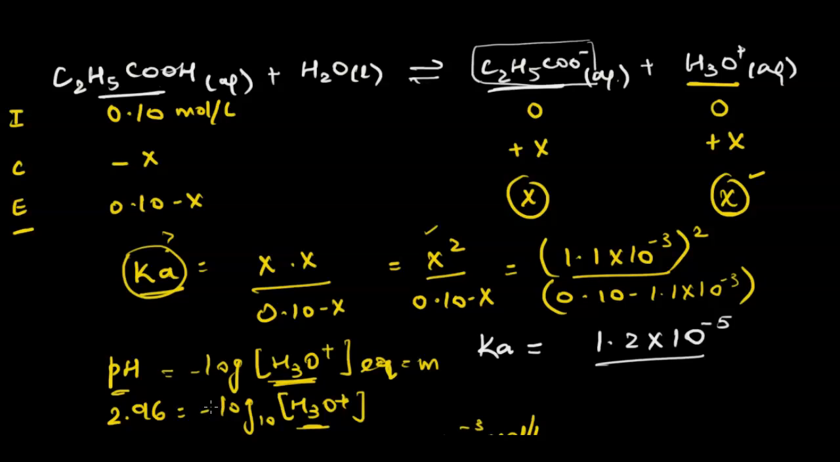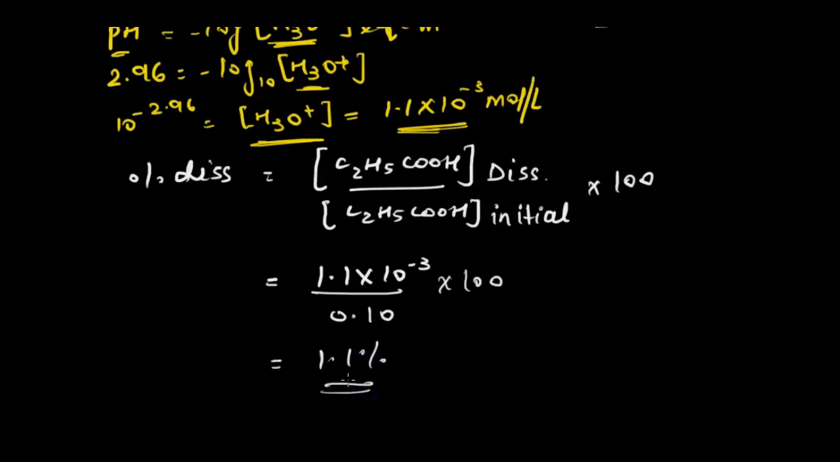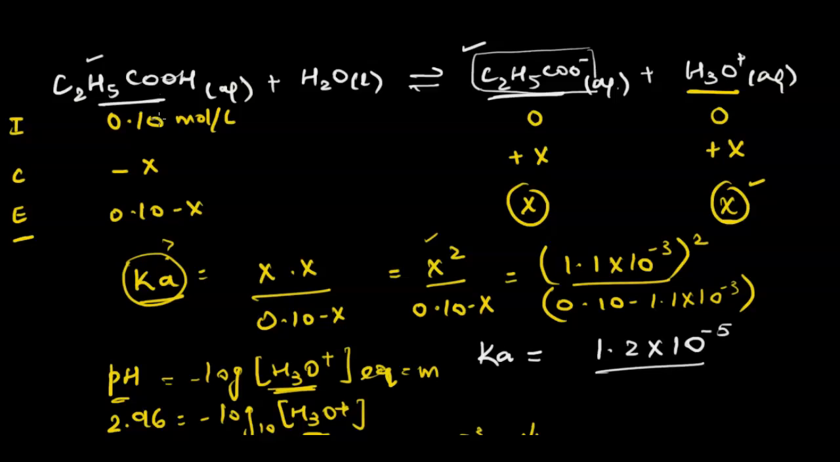Therefore, percent dissociation is the concentration of this formed at equilibrium divided by the initial concentration of the acid, which is equal to 1.1 times 10 to the power negative 3 divided by 0.10 times 100. When we put this on the calculator, we get percent dissociation equal to 1.1%. So this shows that propanoic acid only breaks down 1.1% to give us the product, and that shows how weak this acid is. And this is how we find the percent dissociation as well as the value of Ka.